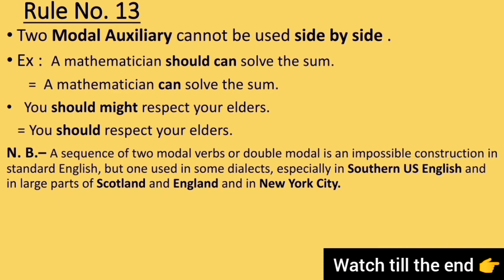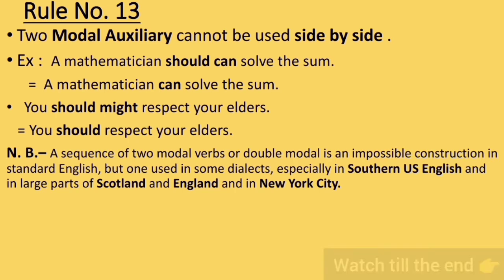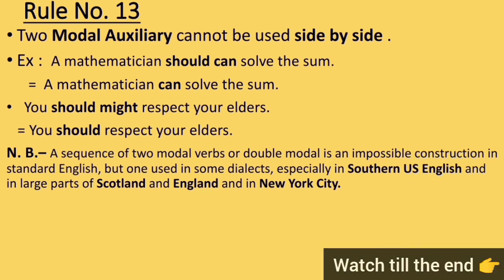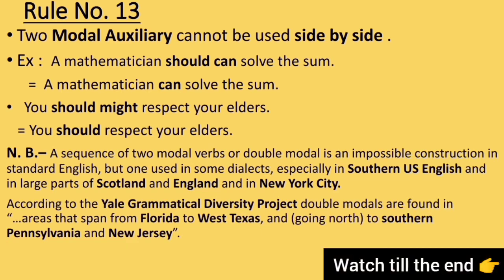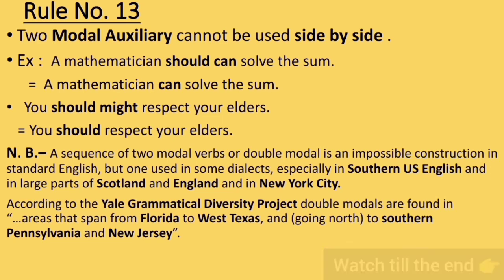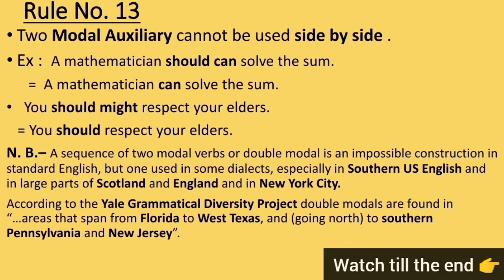You must remember that a sequence of two modal verbs, or double modal, cannot be used in standard English, but they can be used in some dialects, especially in southern US English and large parts of Scotland, England, New York City, etc. According to the Yale Grammatical Diversity Project, double modals are found in the areas that span from Florida to West Texas and going north to southern Pennsylvania and New Jersey. It can be used in other dialects of British English and other languages, but in standard English it is wrong.